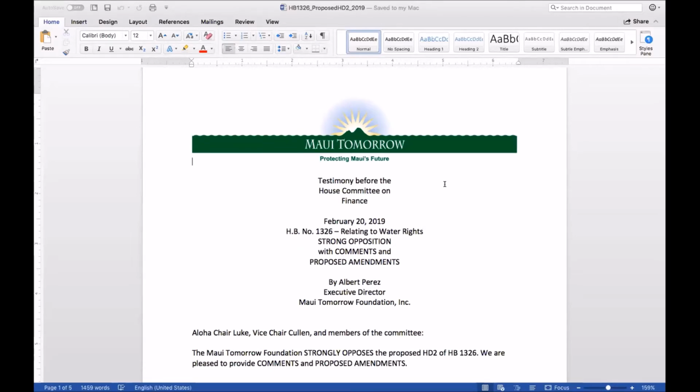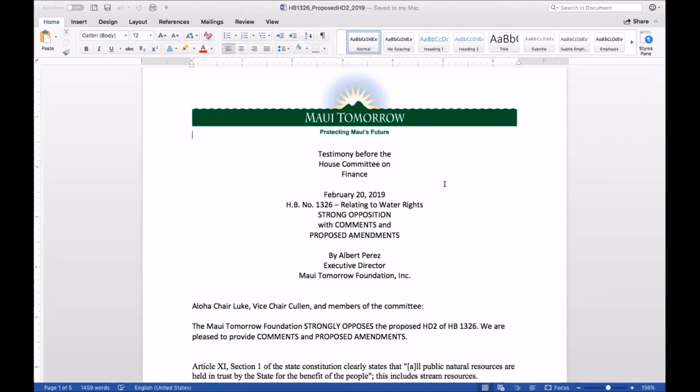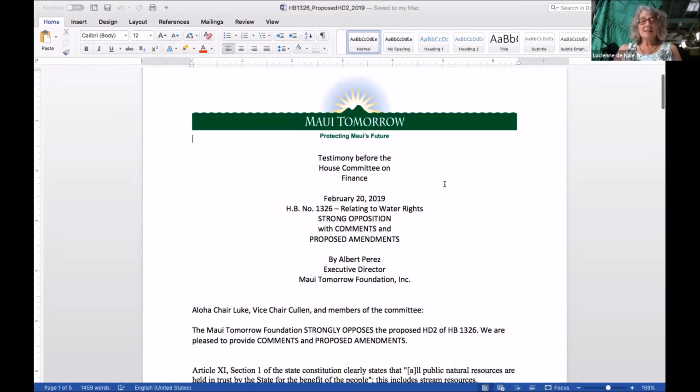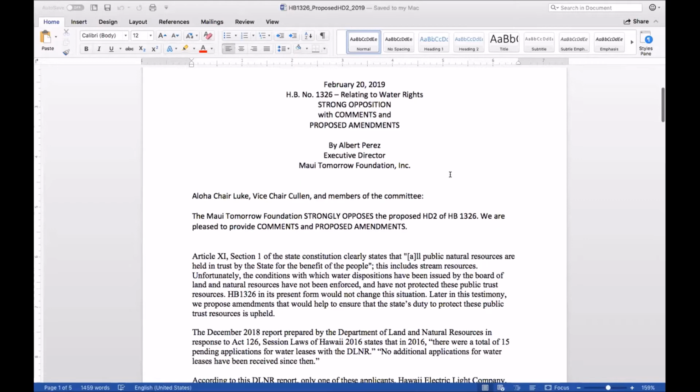So can you now see the testimony that I submitted, the Maui Tomorrow testimony? Yes. Okay, so this is an example of what we submitted in 2019 on House Bill 1326. And you can see clearly that we have our logo at the top. They know who we are. Testimony before the House Committee on Finance. That's who we're testifying before. The date, the bill, the title relating to water rights, and just very plainly that we have strong opposition with comments and proposed amendments. And then there's my name.